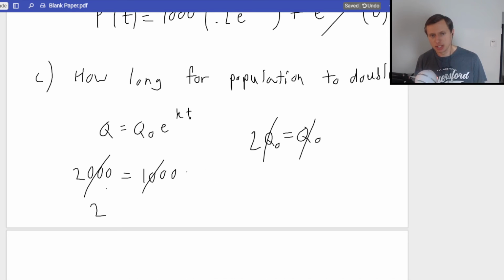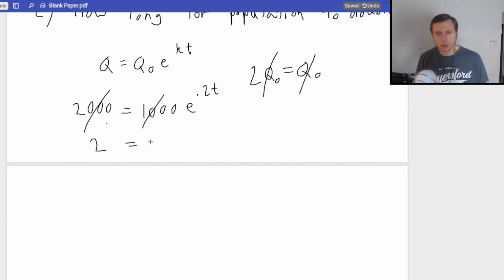I need to finish writing this. E to the 0.2t power. Okay. So now 2 equals e to the 0.2t power. Everyone still with me? So again, I need to solve for t. This is when the time doubles, or when the population doubles.